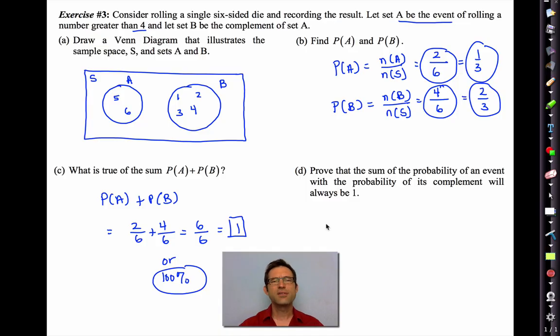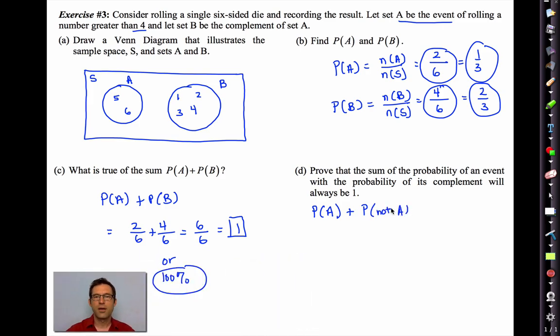All right, let's go through it. There's definitely a sort of dry way of doing this, and let's take a look at it. We're going to add the probability of A with the probability of not A. Well, that's going to be the number of elements in A divided by the number of elements in the sample space plus the number of elements not in A divided by the number of elements in the sample set.